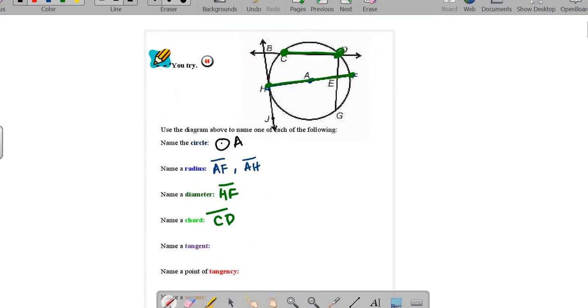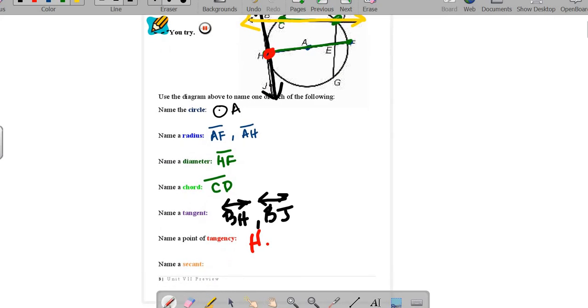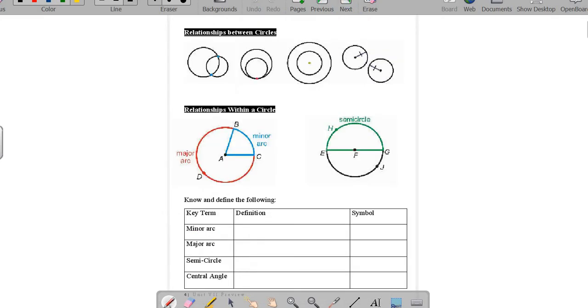A tangent line would be this line touching from the outside. So we could call that line BH or BJ or JB. Point of tangency, of course, would just be H, point H. A secant would be this line BD. Notice it has to be a line because it's coming from the outside. So make note of what you did correct and what you need to remember.